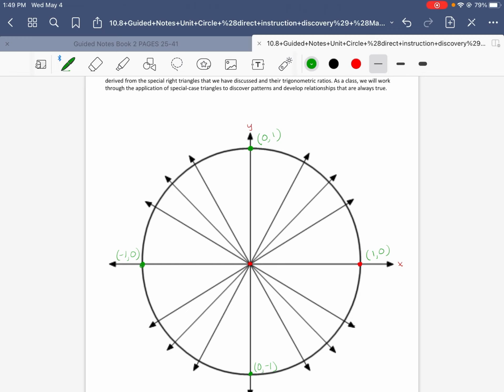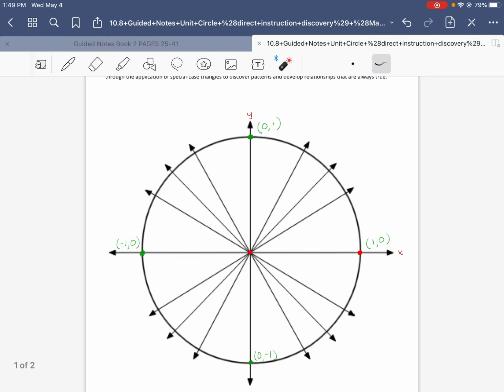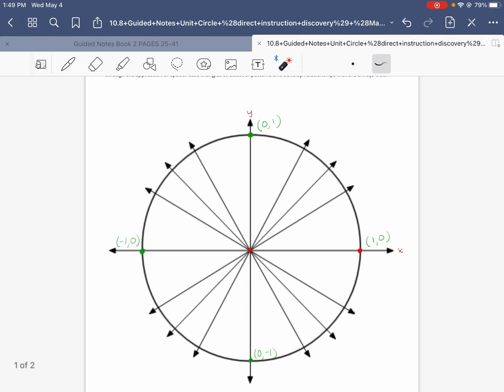So our goal in building the unit circle is to identify what all of these points represent. And as it's stated up here, this is a 16-point unit circle in the sense that this would represent 1 point. There would be another point here and here and here. And we want to write each of these in exact form, and we'll relate them to our trigonometry as we go as well. So that's just an idea of what we're looking at with the unit circle. Again, radius of length 1.